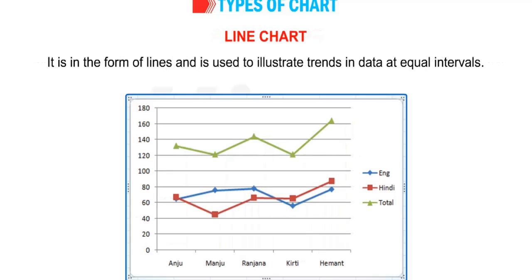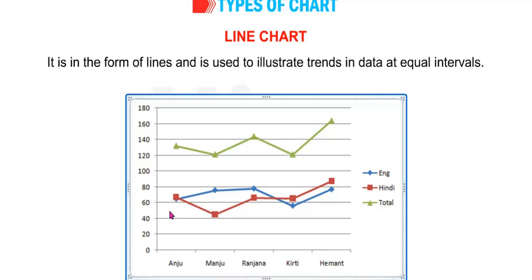Third chart, line chart. It is in the form of lines and is used to illustrate trends in data at equal intervals. It is quite similar to plotting a graph on graph paper with its values on the x and y axes. It is useful in emphasizing continuity by showing change in data over a period of time. It is generally used to represent a huge amount of data.